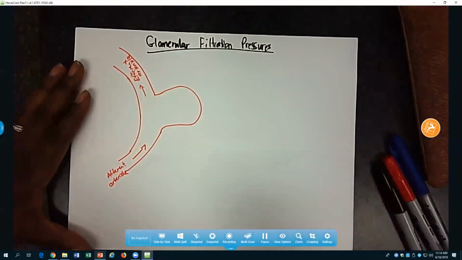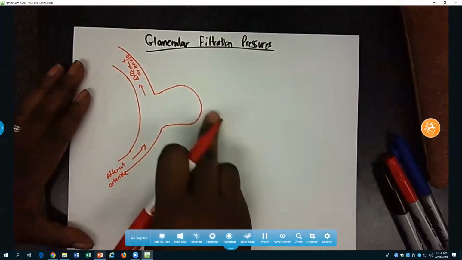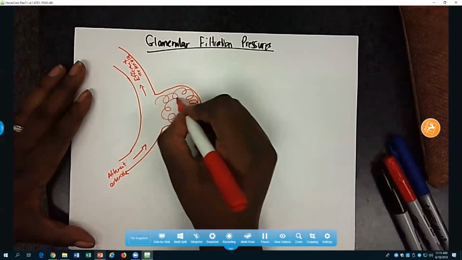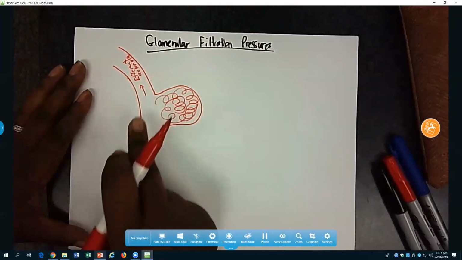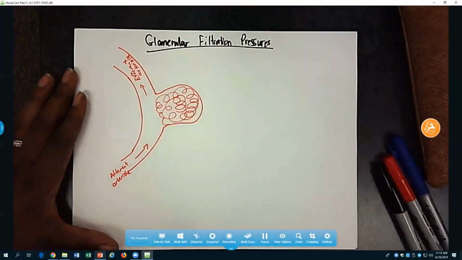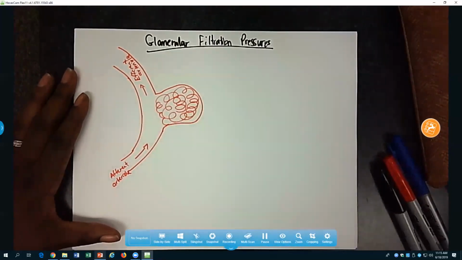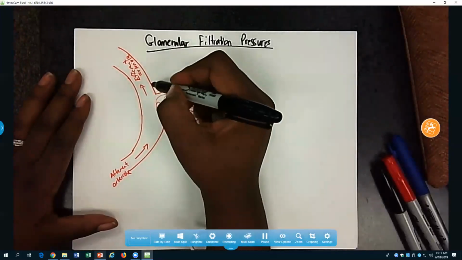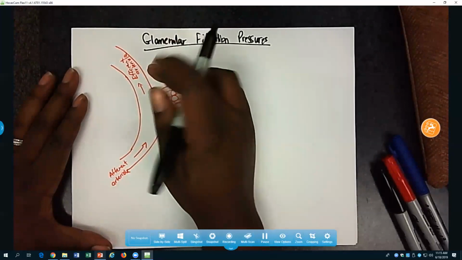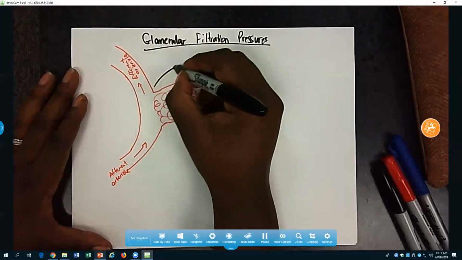All right, so the direction of blood flow is going to be from the afferent arteriole into the glomerulus, again, which is our tuft or ball of capillaries, and then out into the efferent arteriole. Now, closely adhered to this structure, we have, what's the name of this structure? The Bowman's capsule. Yeah, the Bowman's capsule.